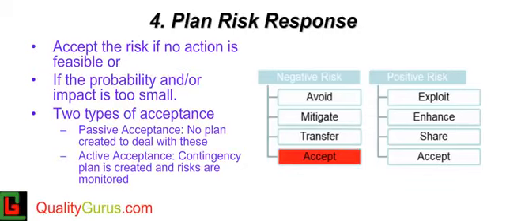Acceptance of a risk means that the probability, and/or the severity, of the risk is low enough that we will do nothing about the risk unless it occurs. There are two kinds of acceptance, active and passive. Acceptance is passive when nothing at all is done to deal with the risk. Acceptance is active when we decide to make a contingency plan for what to do when the risk occurs.